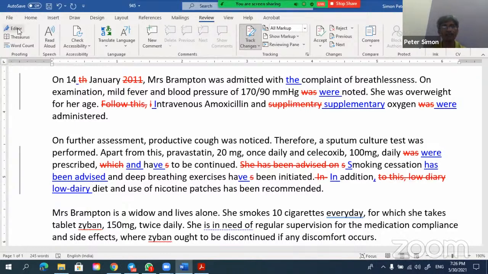have been recommended. Why "has been"? Why do you say "has been"? It should be "have been recommended". So low dairy diet is one. Use of nicotine patches is another one. So these two have been recommended. You have a problem with singular and plural. You have a serious problem with singular and plural.